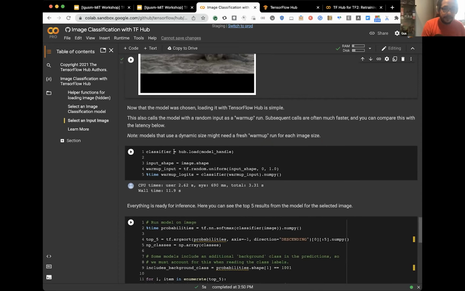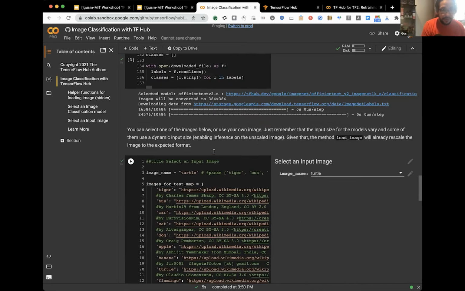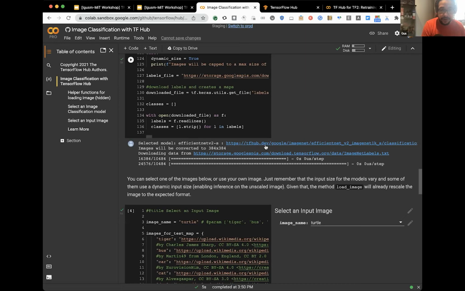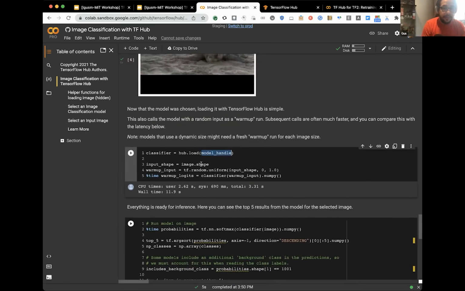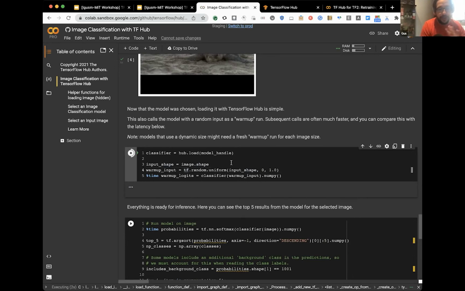First line here is hub.load and a model handle. Model handle is what we got here, which is that URL that I showed you in another page. And we also have shape. Remember I said the image input size, that's important. What we're going to do here is just load a model and apply it to random data so we warm it up.